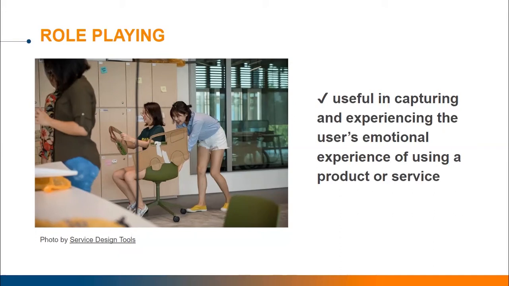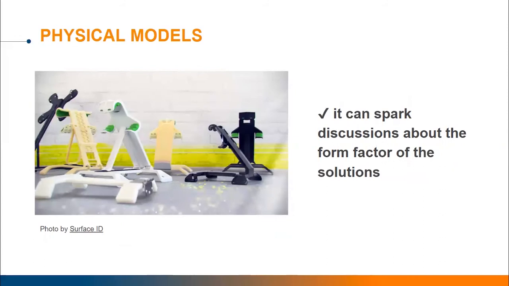The next method is called physical models. Building physical models as a prototype is very useful if your solution is in the form of a physical product. Physical models can spark discussions about the form factor of the solution. You can use rough materials such as paper, cardboard, clay, or foam, and you can also repurpose existing objects you can find around to build your physical models.